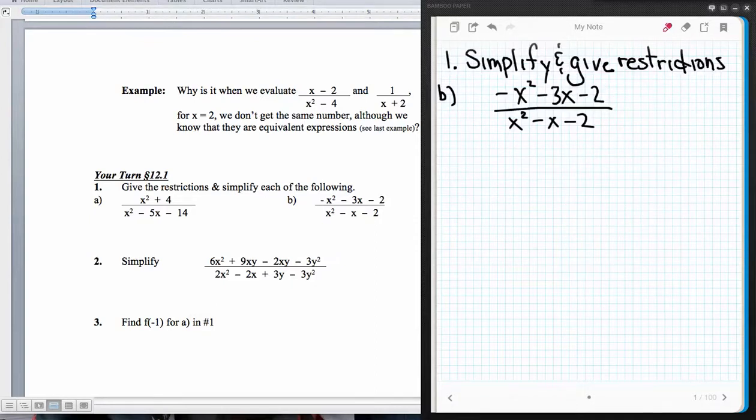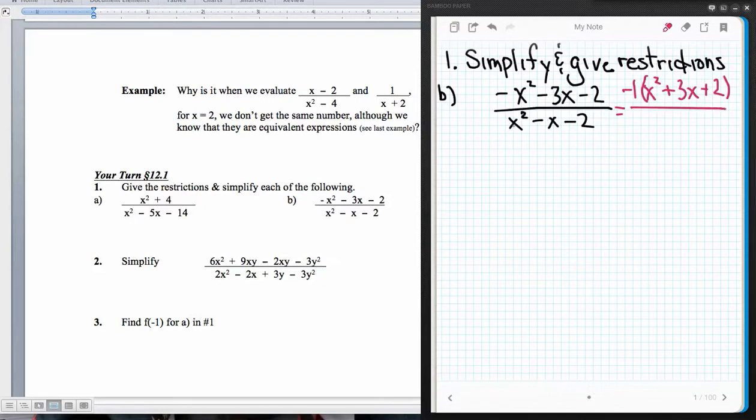All right, for part B of number 1 in the Your Turn, we are looking at a numerator which has a negative leading coefficient. So the first thing I'm going to do is factor out a negative 1. Now remember, factoring out a negative 1 changes all the signs. So this one is a negative, and now it's a positive. This one was a negative, and so now it's a positive. This next one was a negative, so now it's a positive. And then the denominator, I'll just be factoring.